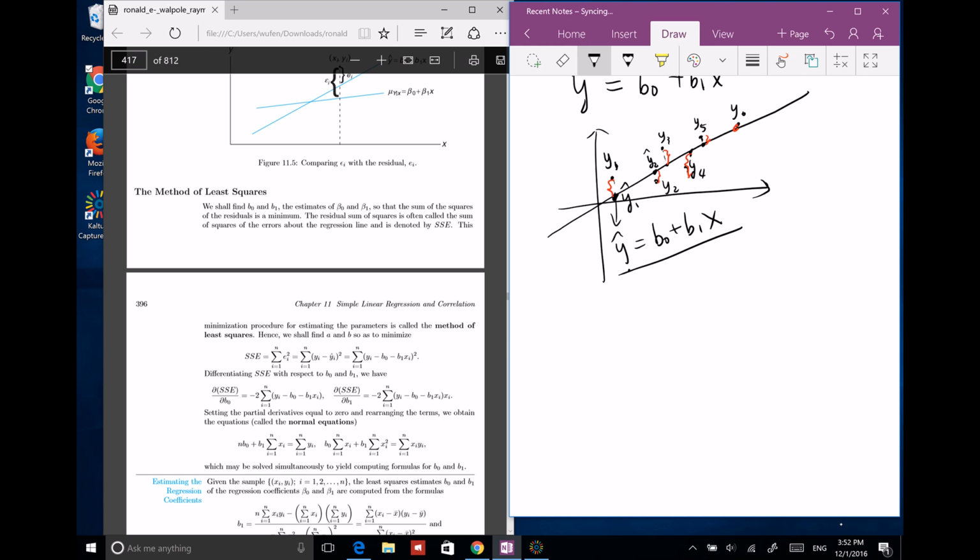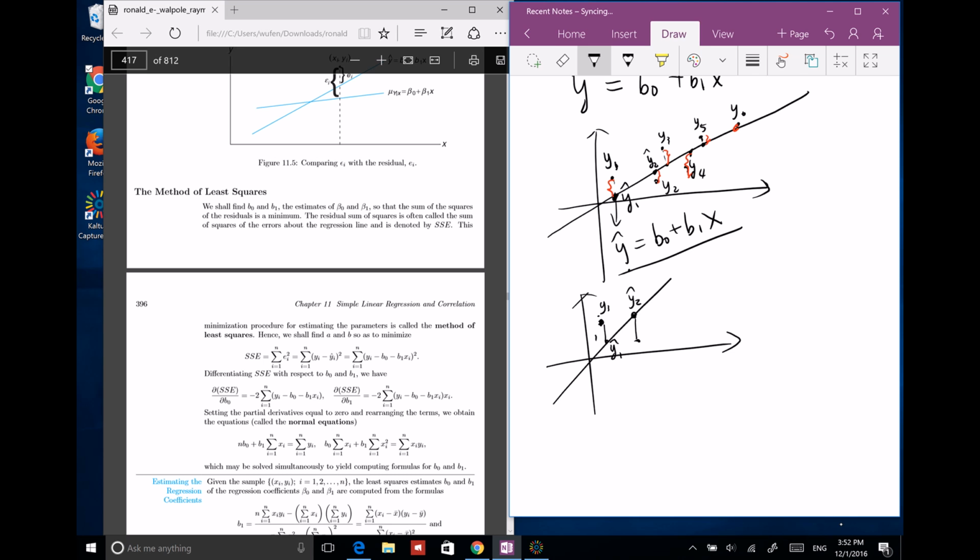If I just add this one, for example, this error is 1. This error is negative 1 because you subtract it, right? I subtract the actual value y1, and you got y2. This is the y2 hat, this is the y1 hat. So hat is going to be the estimated value.